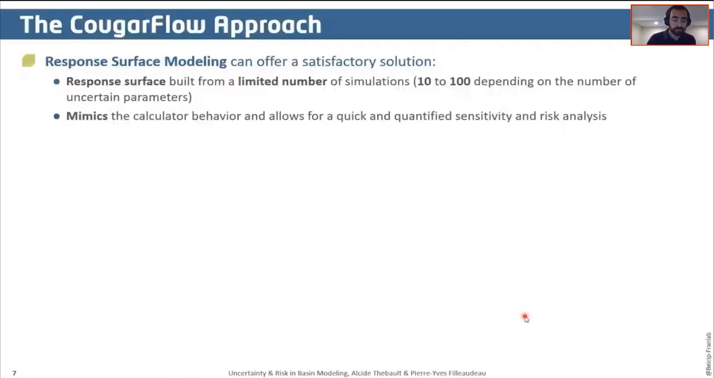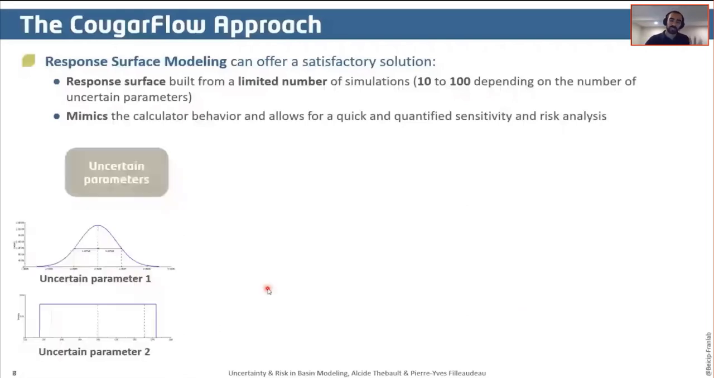So in detail, let me try to present as well as I can the methodology for you to understand how it works. The first step will be to define your uncertain parameters. These uncertain parameters will depend on the objective of the work that you're going to do. For example, if you study the maturity of the source rock, it could be the basal heat flow and the activation energies of the source rock. If you study pore pressure, it can be the permeabilities and the capillary pressure, et cetera. So these parameters and their variability will depend on the objective.